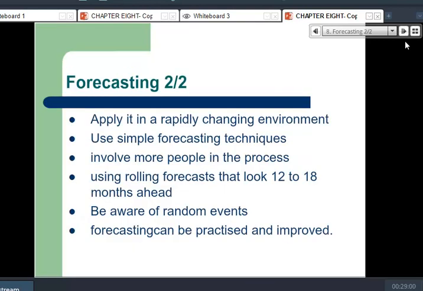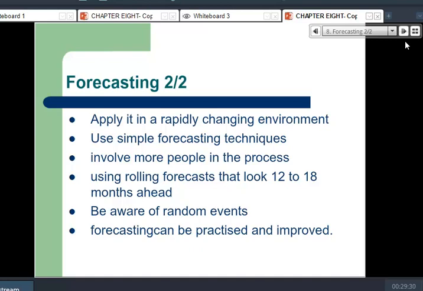First, it could be applied in a rapidly changing environment. The forecasting tools will be more effective if we implement such tools in a rapidly changing environment. And we need to use the simple forecasting technique. As long as you are using a simple forecasting technique, you will survive.